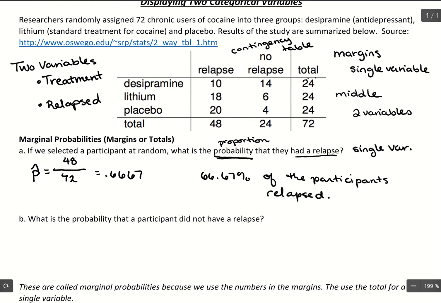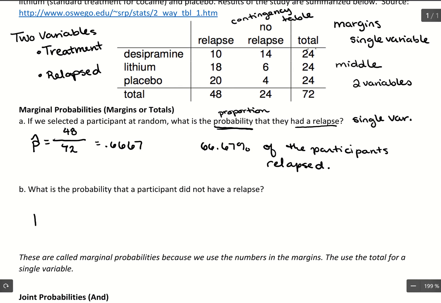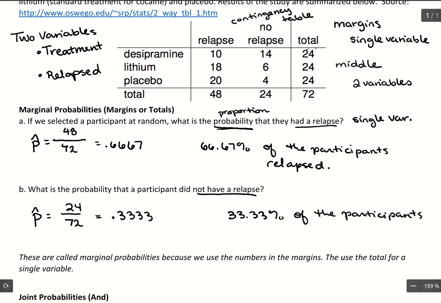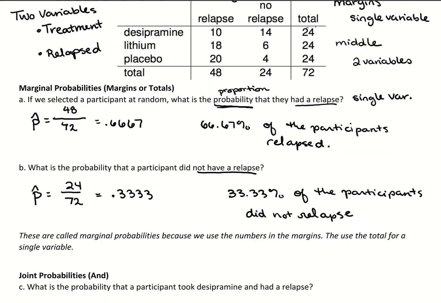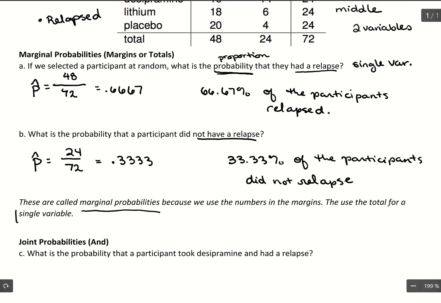Then this next question: what is the probability that a participant did not have a relapse? Again, this is just in terms of a single variable. So we look at the margins and we want to look at how many did not relapse, and that's 24 out of 72, which is 0.3333. So 33.33% of the participants did not relapse. These 2 cases are called marginal probabilities because they're occurring in the margins. The idea is that they're marginal probabilities because they're just in terms of a single variable.